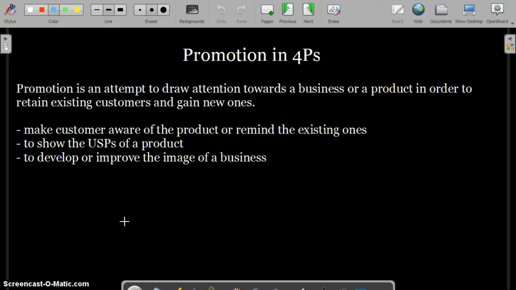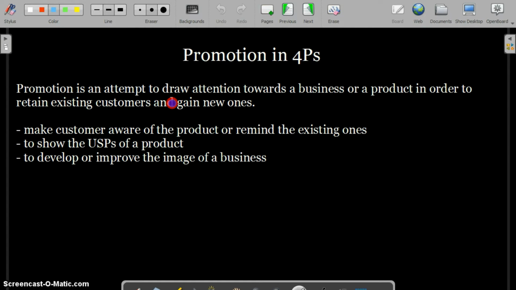So today we are going to be looking at promotion in the four P's, the third important P in the effective marketing of a product. So what is promotion? Promotion is basically an attempt to draw attention towards a business or a product in order to retain existing customers and gain new ones.